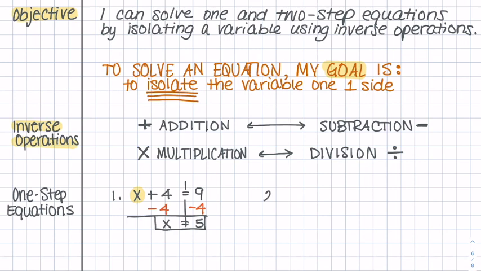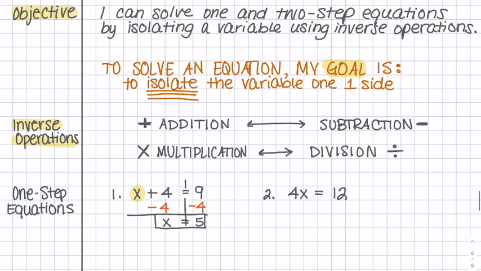Let's do another example. Let's say I have 4x equals 12. Again, the first thing you're always going to do is draw your line, okay? And 4x means 4 times x. Again, remember, my goal is x has to be alone, but x is not alone right now. It's being multiplied by 4.